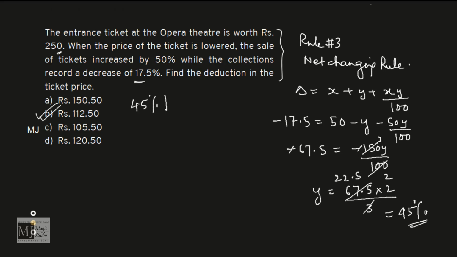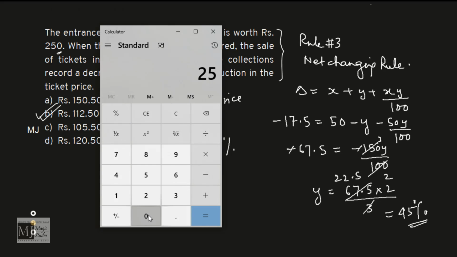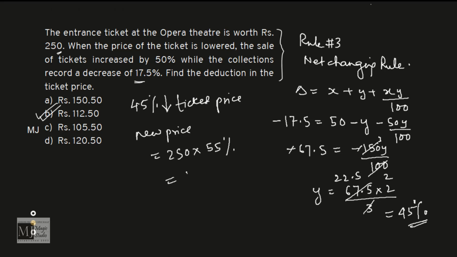As simple as that. 45% fall in ticket price. So what is the new ticket price? New price is 250 into 55%. Yes, I'll show it to you. 250 into 55% is 137.5. Correct? Then the question asks what is the deduction? We can calculate it here itself. 250 into 45% is the deduction in prices. That would be 112.50.